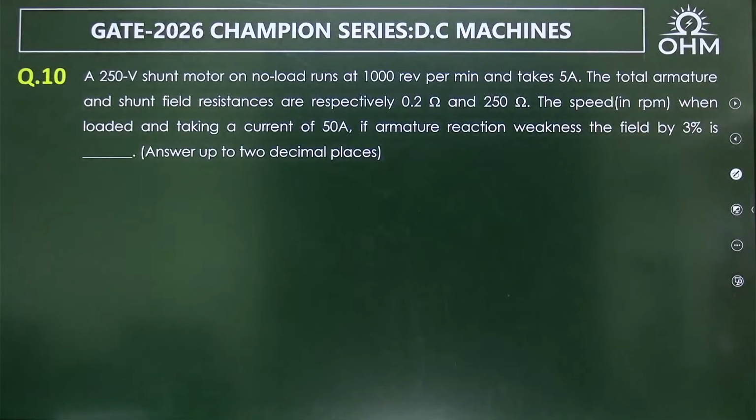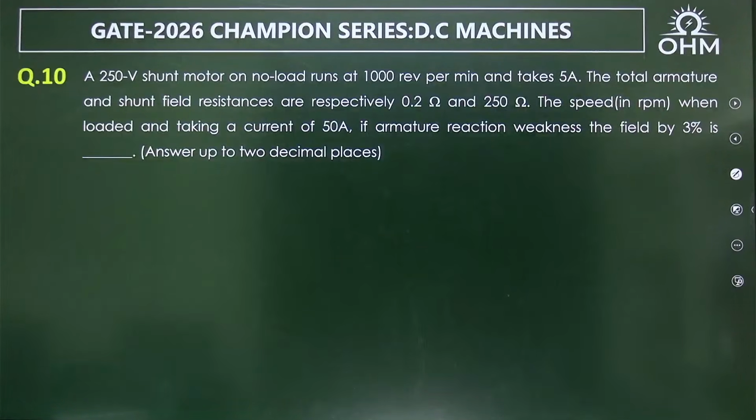Okay, I'm expecting you to answer this question. Two conditions are given. One is the no load condition, another one is the loaded condition. See, a 250 volt shunt motor on no load runs at 1000 rpm and takes 5 ampere current. The total armature and shunt field resistances are 0.2 ohm and 250 ohm. Find the speed in rpm when loaded and taking a current of 50 ampere if armature reaction weakens the field by 3%.